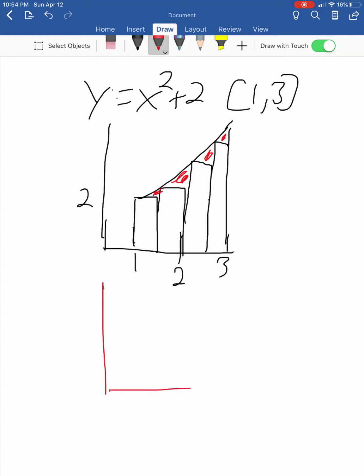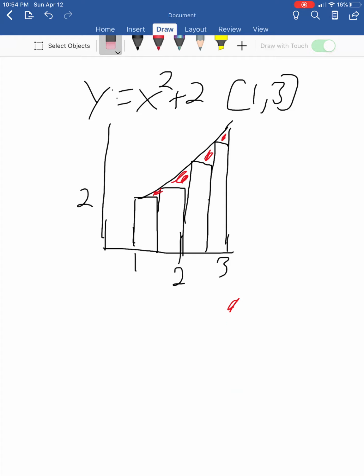Okay, well, what if we use the right endpoint rule? Right, there's my curve. If I use right endpoints, and you got those 4 rectangles, well, what's wrong with this method? Well, now you're overestimating what the actual area is if you use the right endpoint rule.